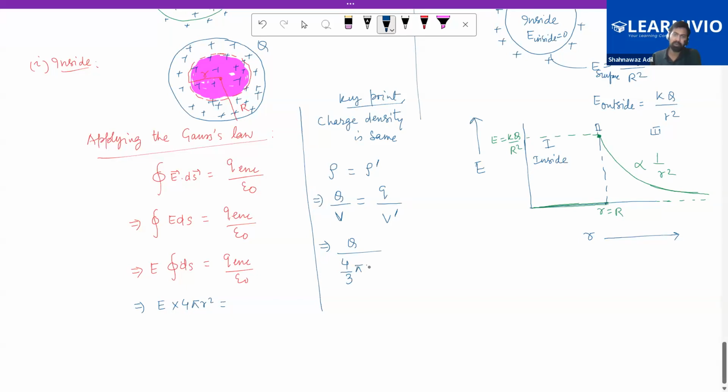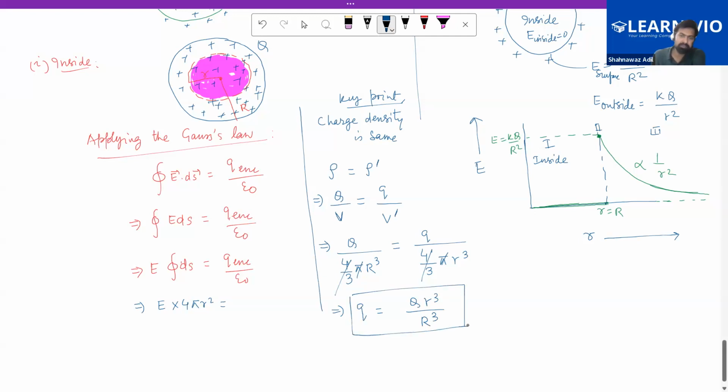Is the R small or capital? Capital. Are you agreeing to this? And in this one, again, we are talking about the sphere. So the 4 by 3 pi cancels. And the Q is the Q enclosed, that is Q r cube divided by this R cube.